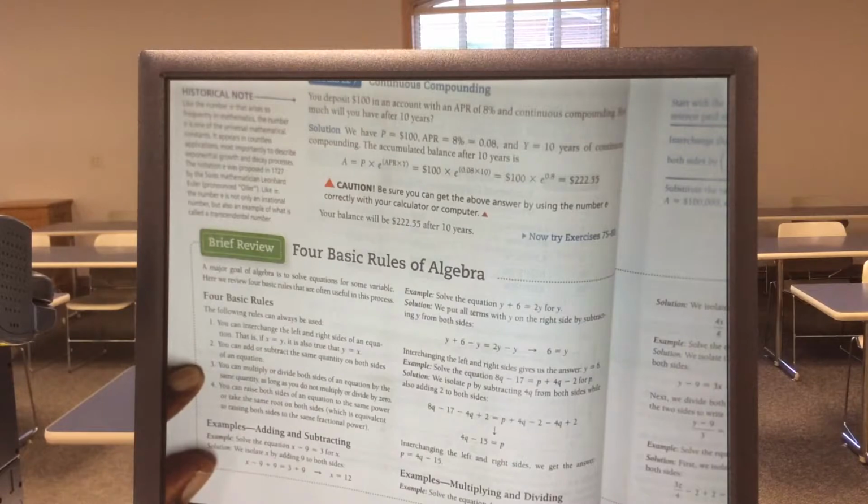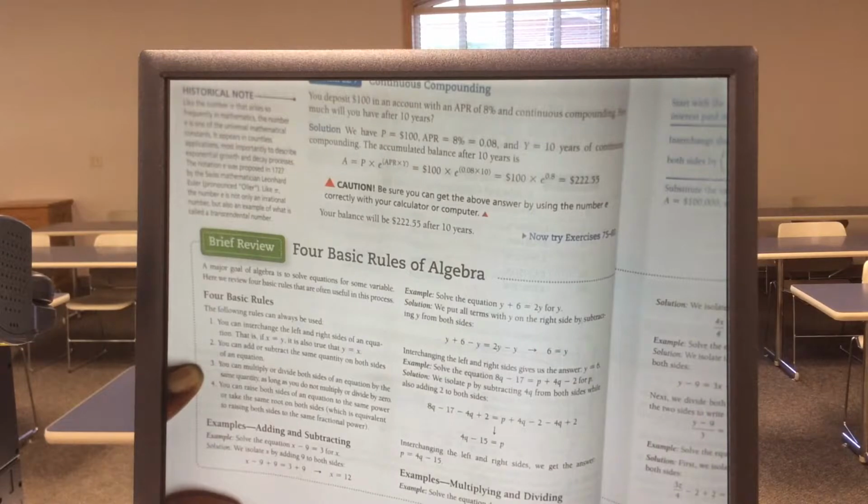Number three, you can multiply or divide both sides of an equation by the same quantity, as long as you do not multiply or divide by zero. Because the division by zero, by the way, is undefined.